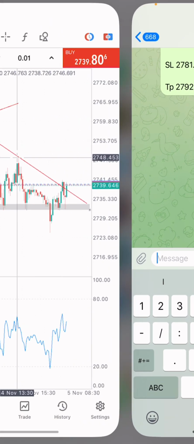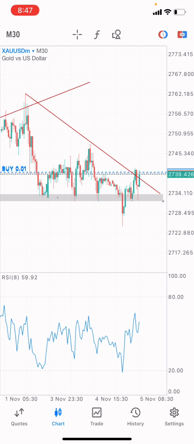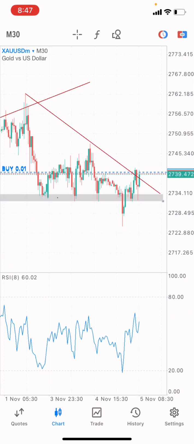Okay, so let's go back to our analysis. So this broke the zone, and I have some entry criteria that I met, so I entered this trade. This is going to move into profit definitely. So let's keep waiting as this moves into profit, guys. Let's go and come back and check on this.